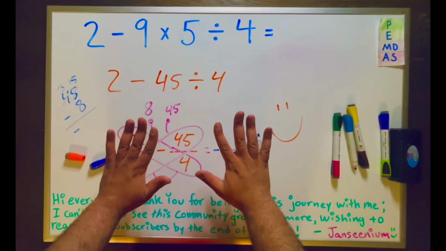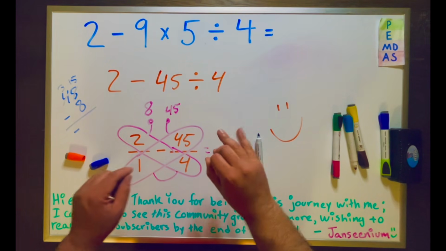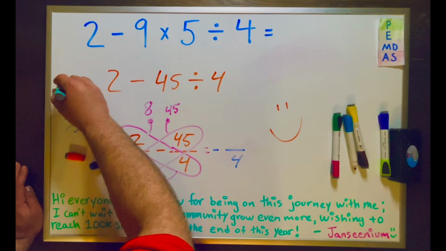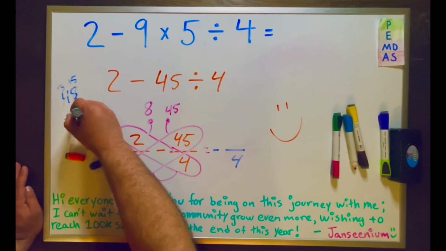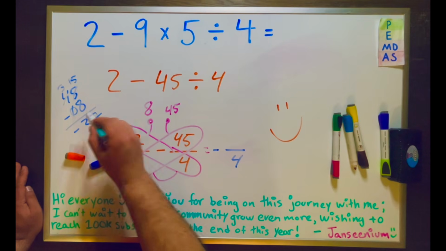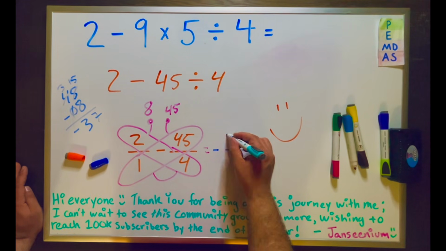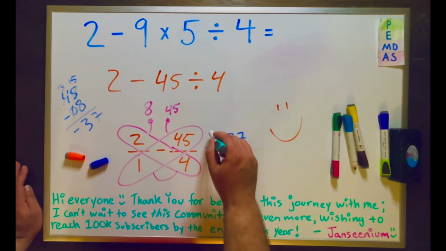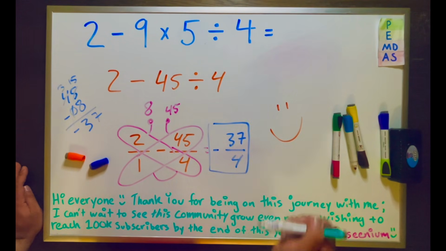Okay, so 15, take away 8. So you got 5, 6, 7. So it's 7. And 3, so 3 minus 0 is 3. So the answer is 37 over 4. Negative 37 over 4. And this cannot be simplified further. So this is your answer.